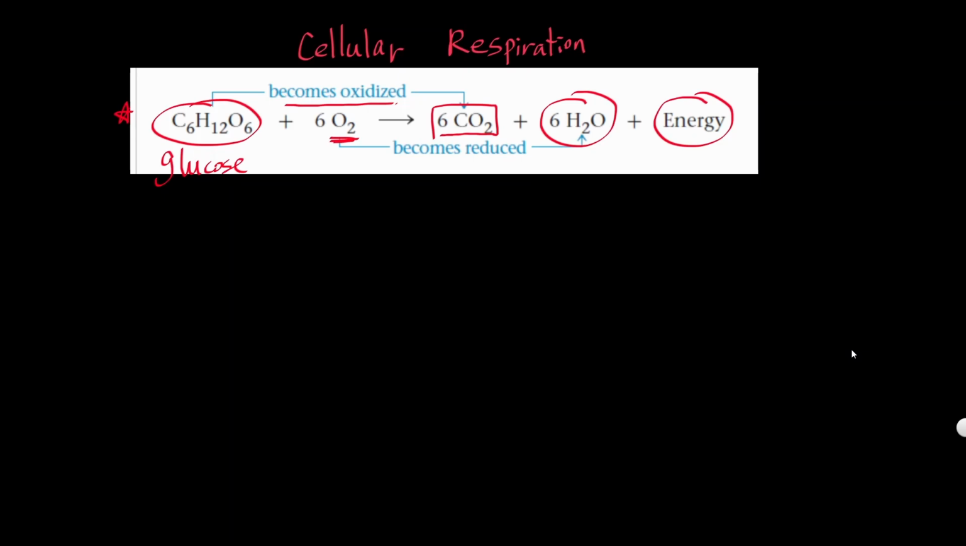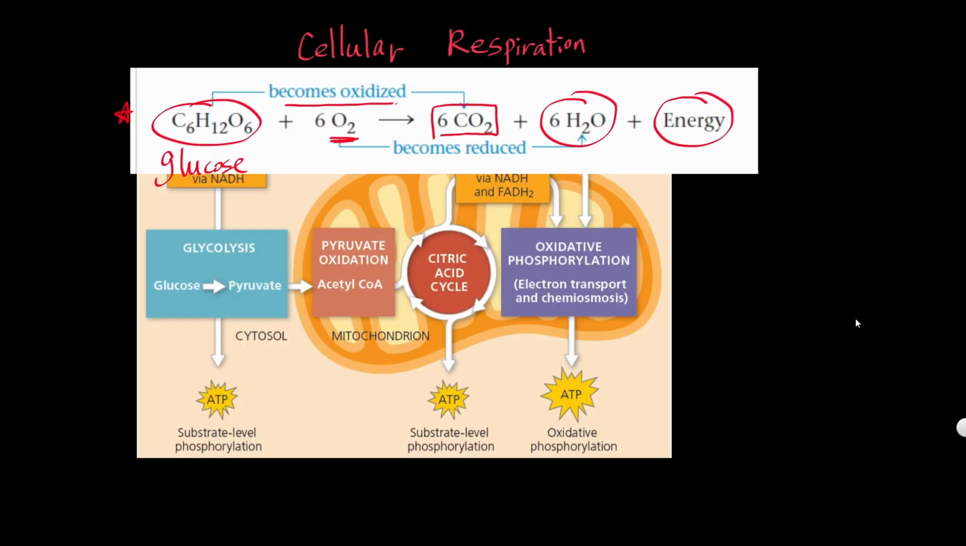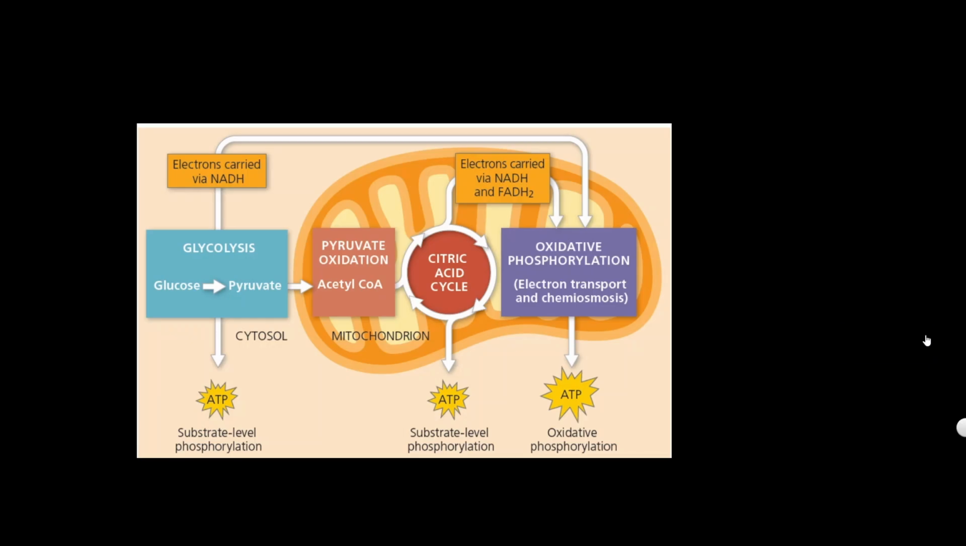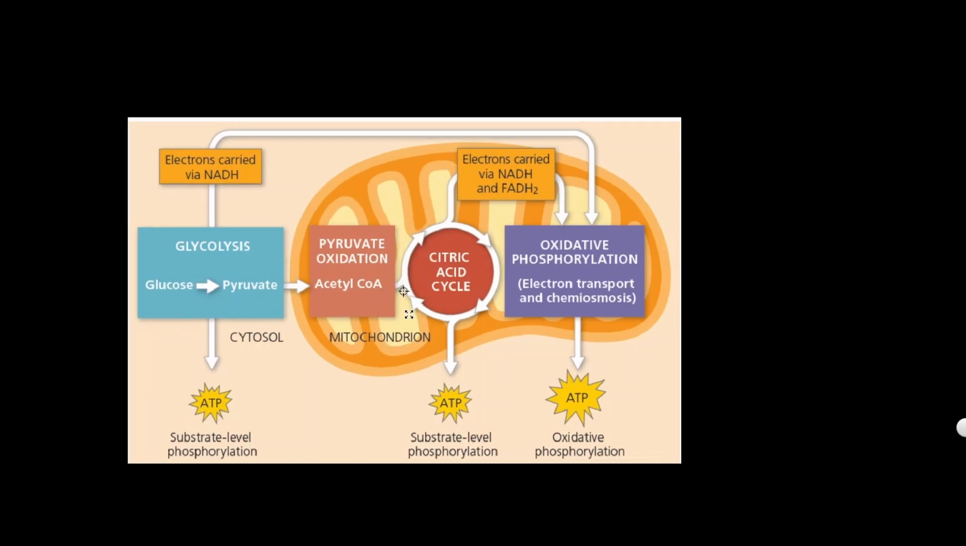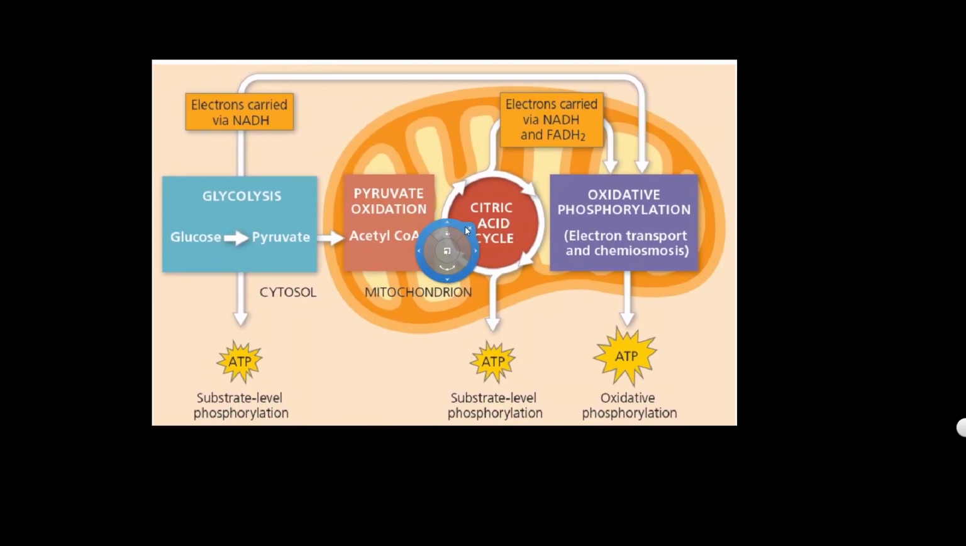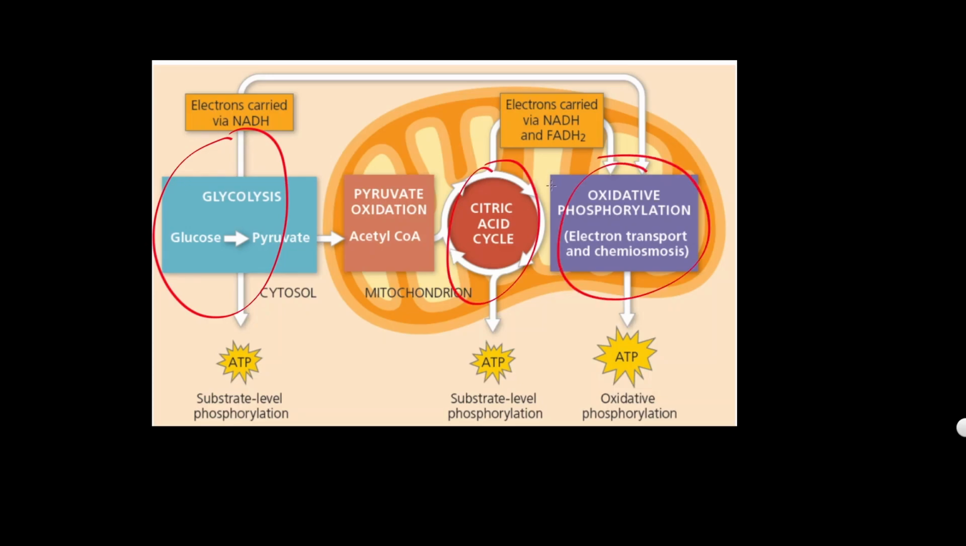Let's go over what actually happens in a nutshell. So this is just the overview of cellular respiration. If you want to think about the big picture, it's going to have three parts: glycolysis, citric acid cycle, and ETC, or oxidative phosphorylation. But there's an intermediate part, so you could actually subdivide everything into four parts. You've got pyruvate oxidation here. All right, so this is just an overview.